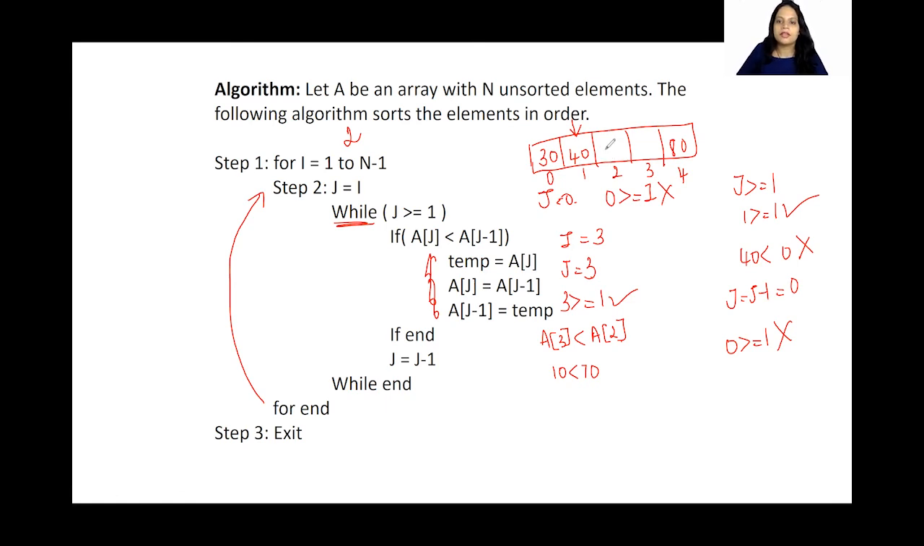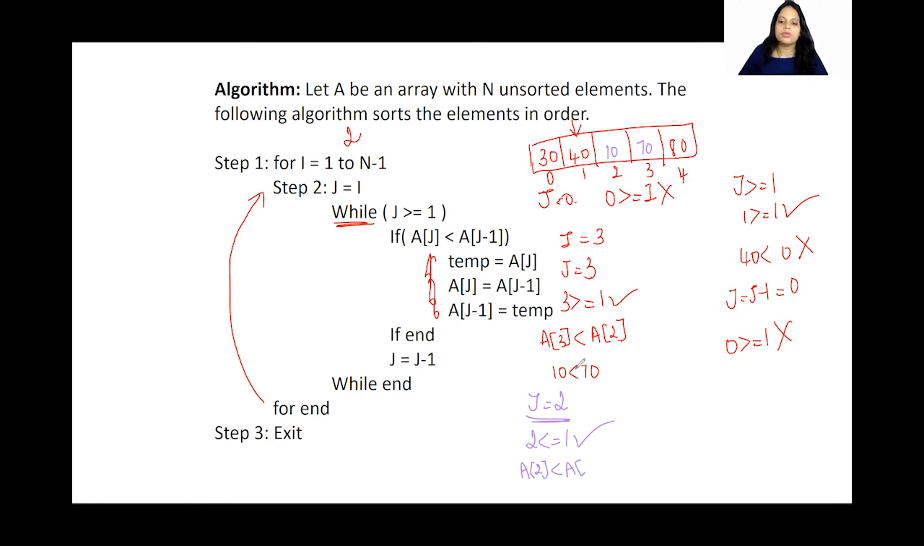So yeah, 10 is going to come over here. 70 is going to come over here. Right. So now what next? I finished swapping. Now j value is going to become j minus 1, which is nothing but 2. So now again I'm checking is 2 less than or equal to 1. Yes, this is true. Again, I'm going to check a of 2 is less than a of 1.